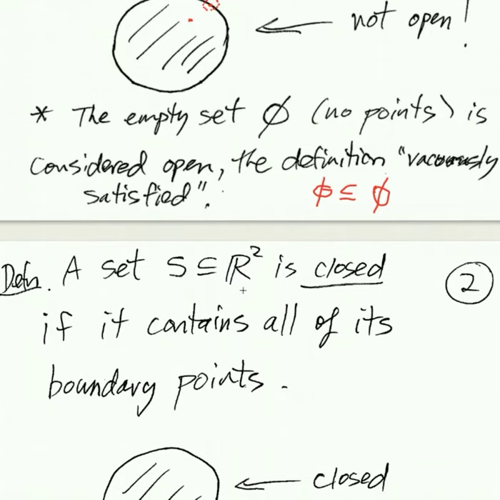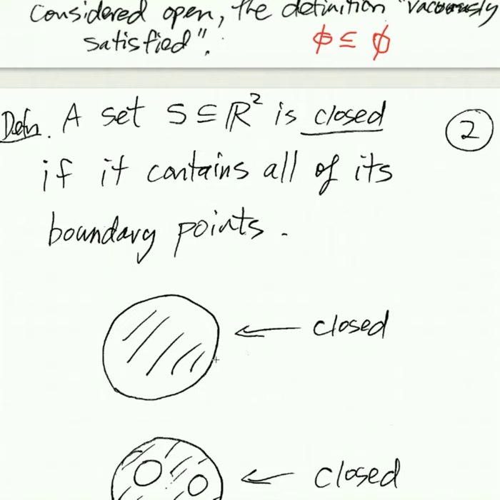Let's go to another definition here. A set S of the plane is closed if it contains all of its boundary points. So my previous example is actually what we would call a closed set. It contains all of its boundary points. Remember what a boundary point was? A point such that every open disk centered at that point contains points in the set and points outside it. Remember, an open disk looks like this. It's a boundary that's open, a dashed boundary, and it includes the interior.